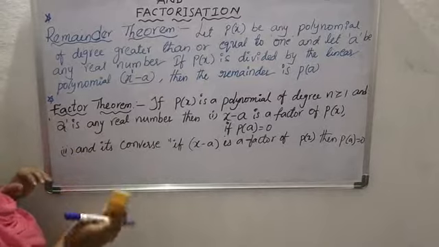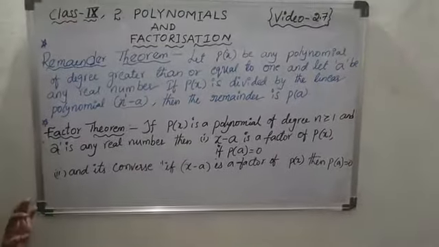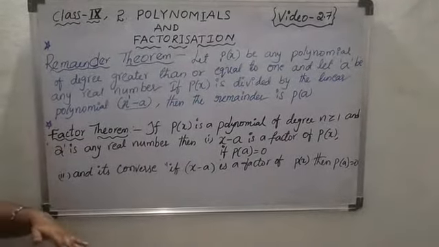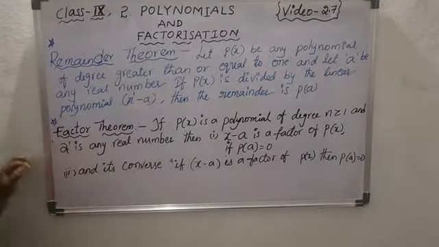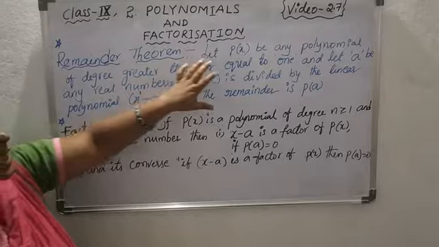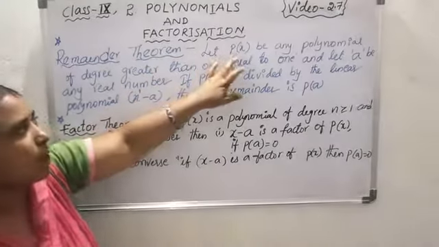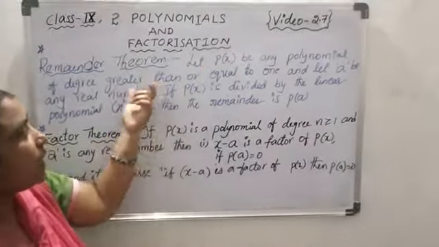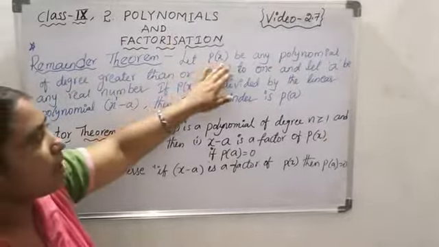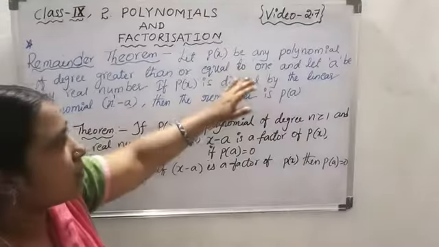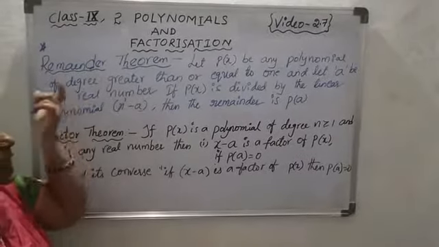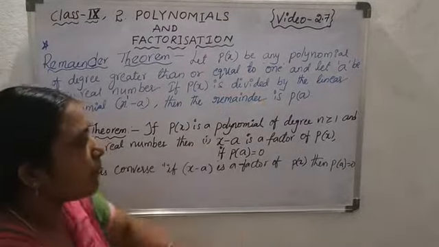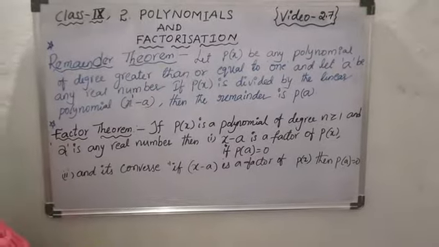If you go through the division method, you will get the same remainder also, but that is a lengthy process. This is a shortcut process, so this theorem is called the remainder theorem. Once again, take any polynomial P of x, with degree greater than or equal to 1. We divide it by only a linear polynomial x minus a, and then the remainder is P of a, using the zero of the polynomial.